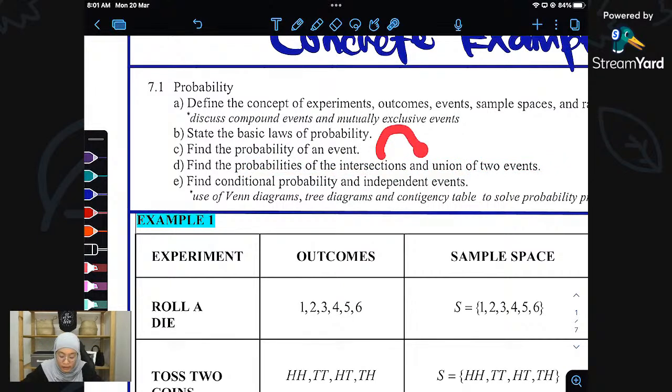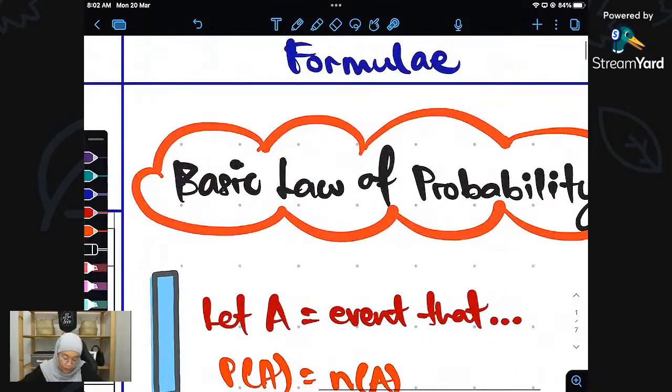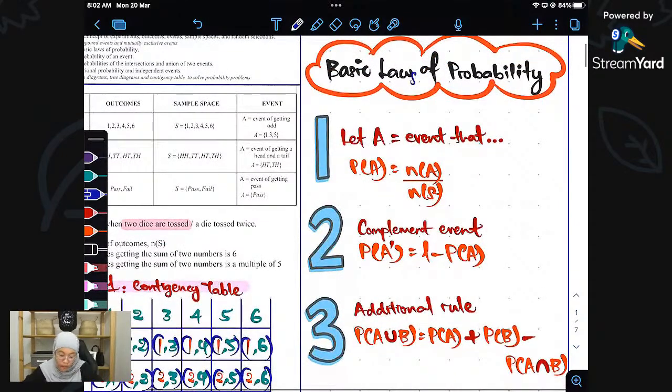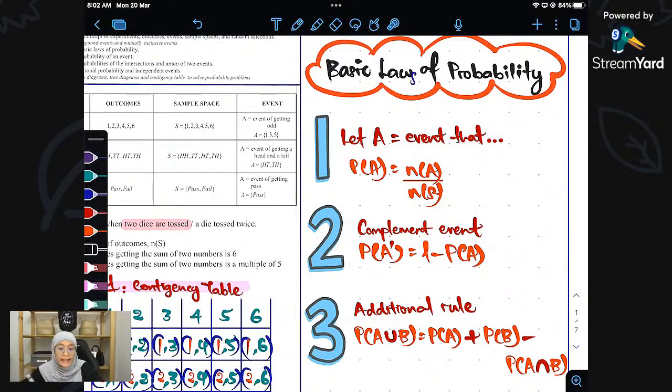I think you have seen this intersection and the union sign. And then the last goal is to find the conditional probability and independent events. But in today's lesson, it is just about these 4 objectives. Hopefully, we can get to that point. All right, so let's have a look at the basic laws of probability. Basically there is an S here. Basic laws of probabilities, where these 3 laws you have learned in your school. And we will use this again and again.